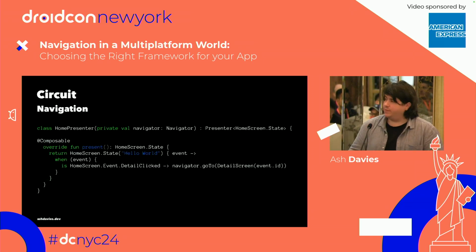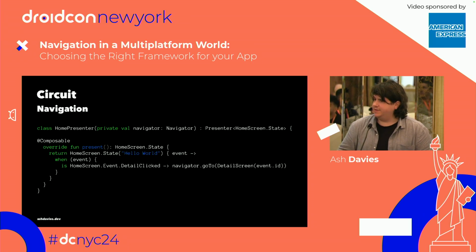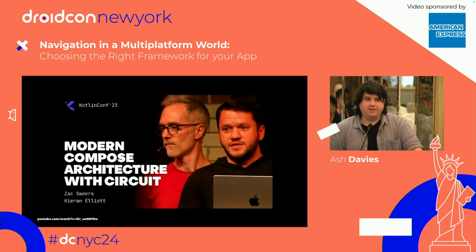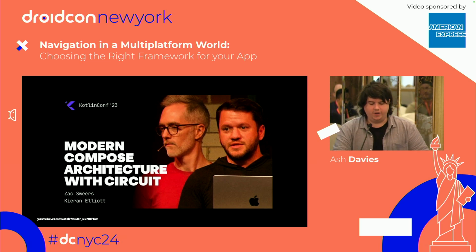Here we've got the state and the event sink there. So you have this nice little lambda syntax as part of your state, which handles your events and behavior and just kind of instructs the navigator to then navigate to something. Again, separated from the UI, you've got your presentation logic, nice and clean here. I recommend checking out the video from KotlinConf from Zach and Kieran, where they go into much more depth and explain how it's actually working underneath the hood.